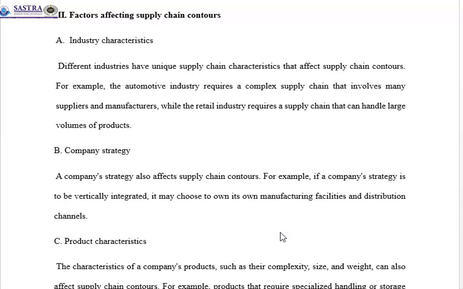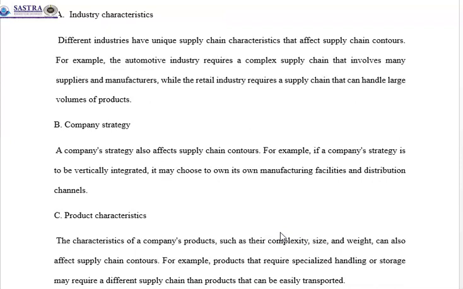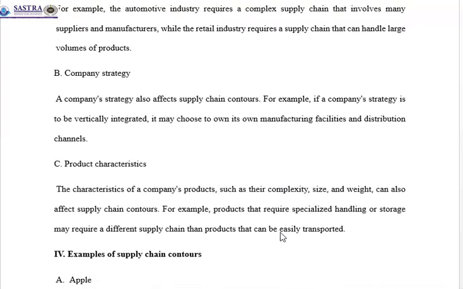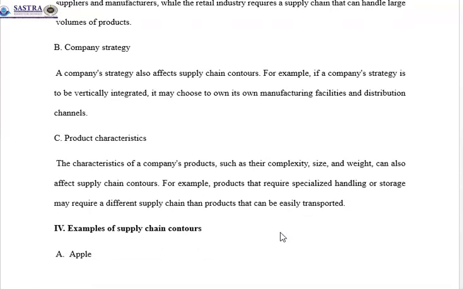And then the product characteristics. The characteristics of the company's products, such as their complexity, size, and weight, can also affect supply chain contours. For example, products that require specialized handling or storage may require a different supply chain than products that can be easily transported. Those types of materials, for example, oil and gas, or very delicate materials, inflammable materials, should adopt a different supply chain.